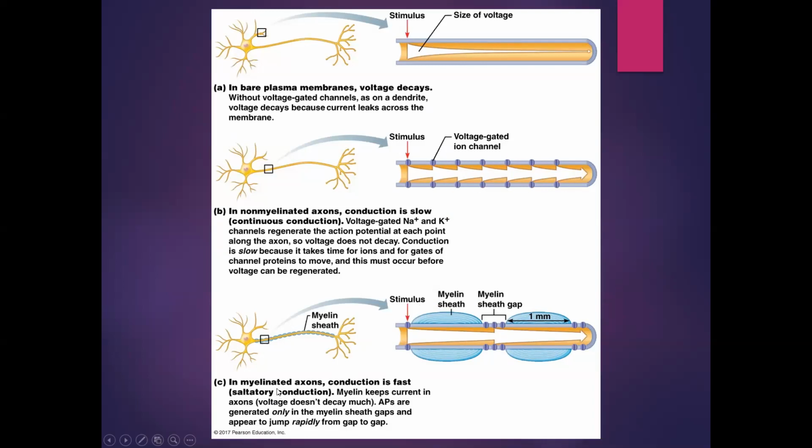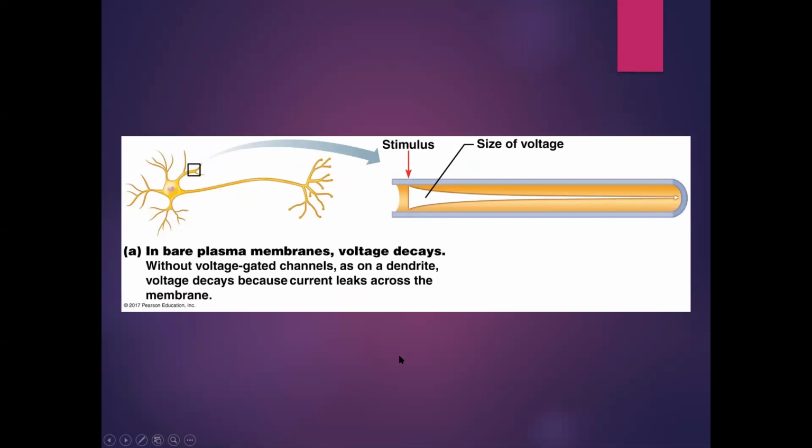So like it says, in myelinated axons, conduction is fast. We call it saltatory conduction. Myelin keeps the current in the axons. The voltage doesn't decay much. Action potentials are generated only in the myelin sheath gaps or nodes of Ranvier, and appear to jump rapidly from node to node or gap to gap. Okay. All right.